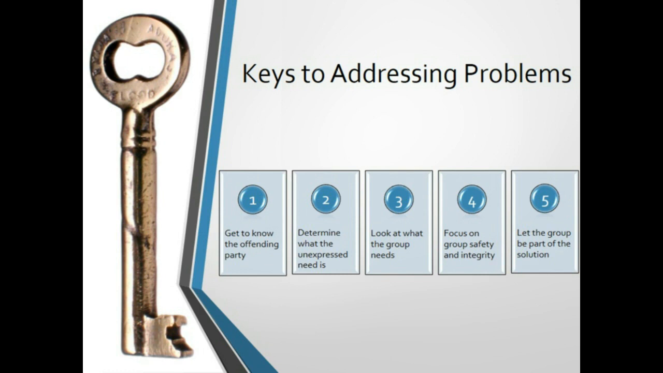Number five, let the group be part of the solution. Well, what are the rest of you thinking about what Stephen's going through, or something along that line? Let them help solve the problem. You have mature adults in there.